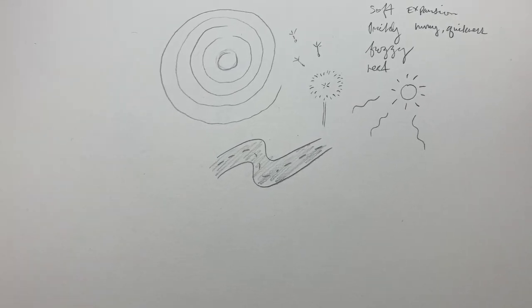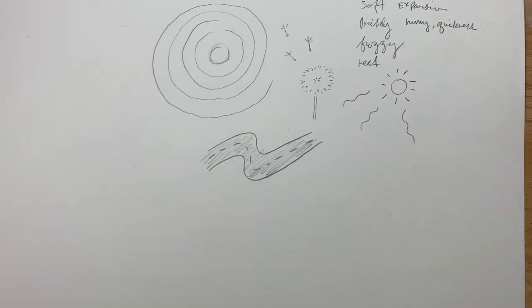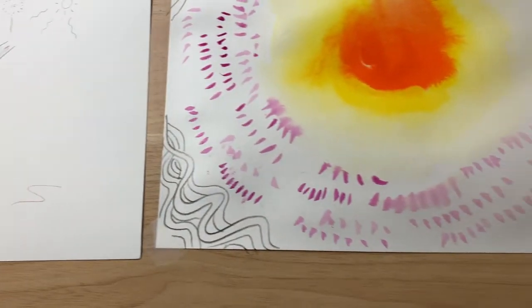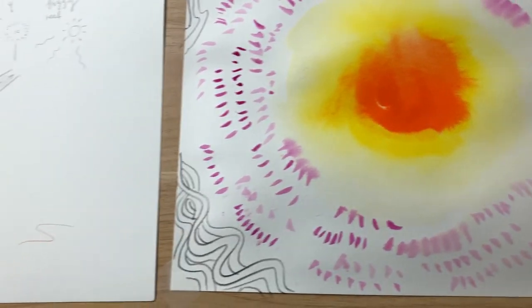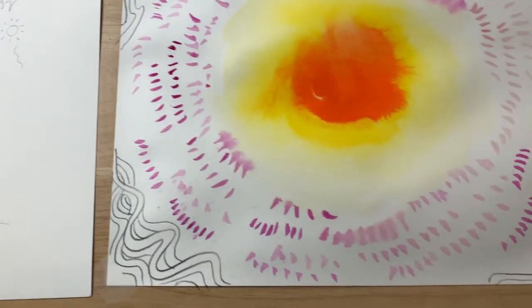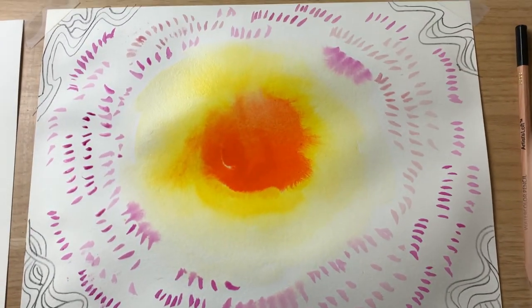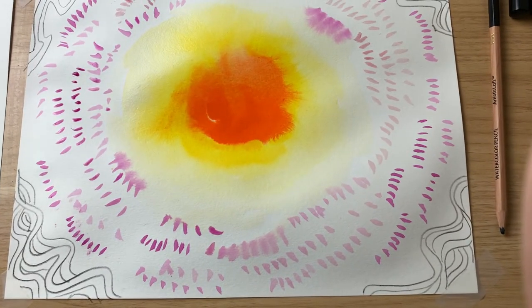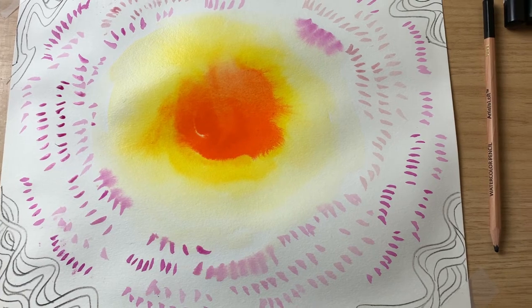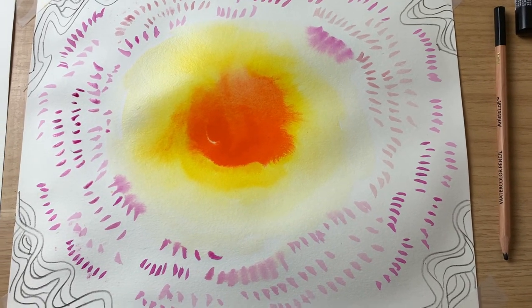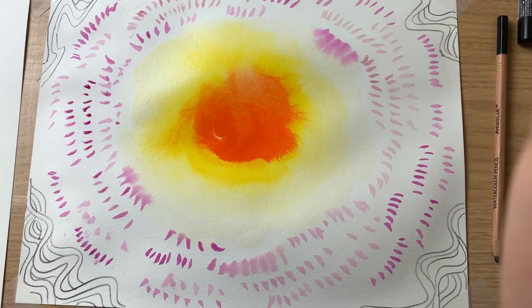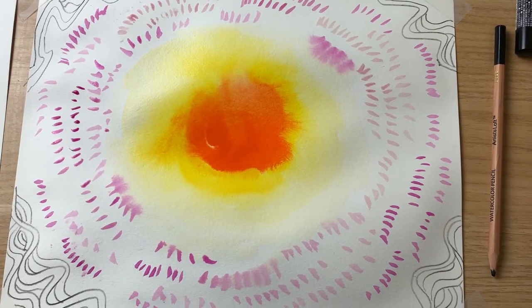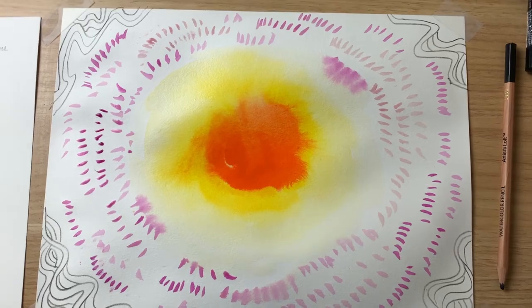You see the circle radiating outward, you see the heat from the sun, you see the fuzziness from the dandelion, and you see the zoominess of the road represented there on the perimeter of the painting. I had no idea what this was going to look like when I first started, and it just went moment by moment as I was feeling those feelings.